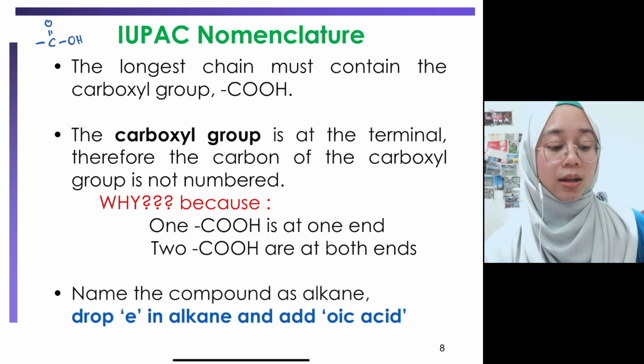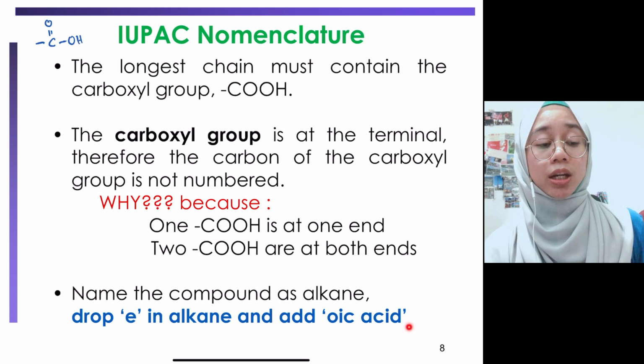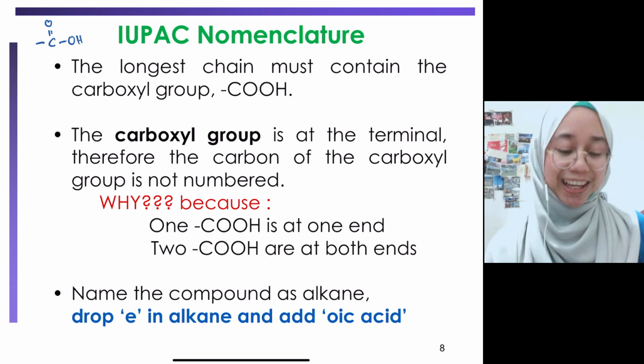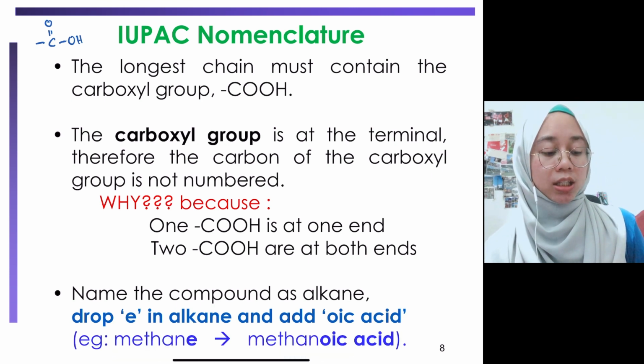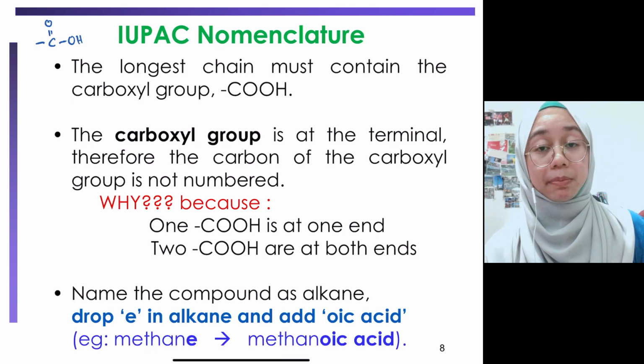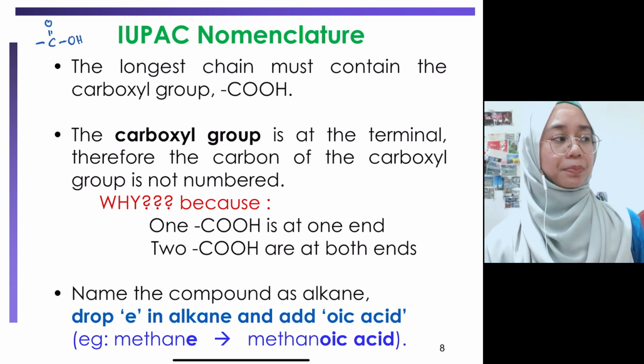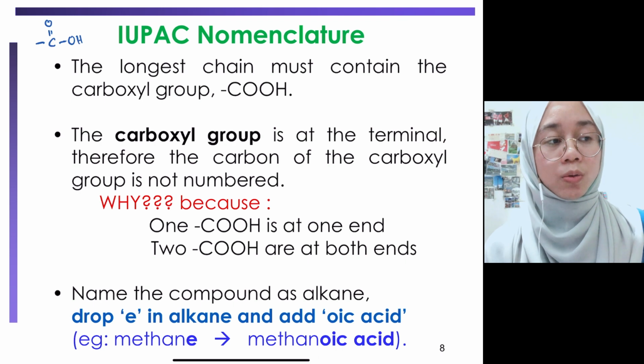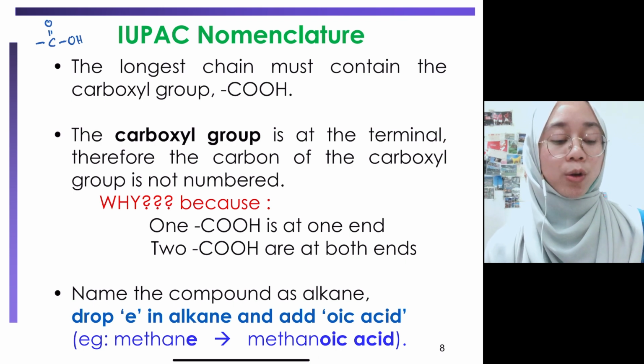Okay, and then the name of the compound, so macam alkane kan, kita ambil yang E tu, kita buang and then kita gantikan dengan oic acid. So the name of our carboxylic acid semuanya ends with oic acid. Okay, so kita terus macam ni, contoh dia methane, dia jadi methanoic acid. So in the case of carboxylic acid, the lowest number of carbon yang possible adalah satu carbon. Okay, there's satu carbon onwards.